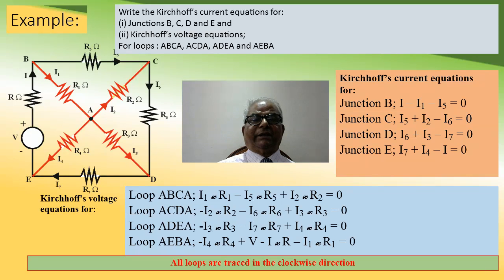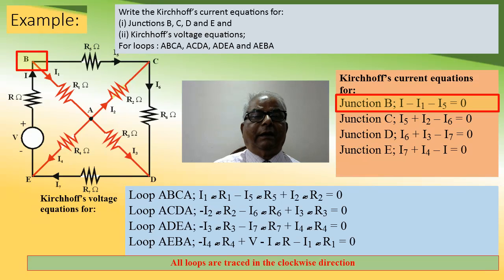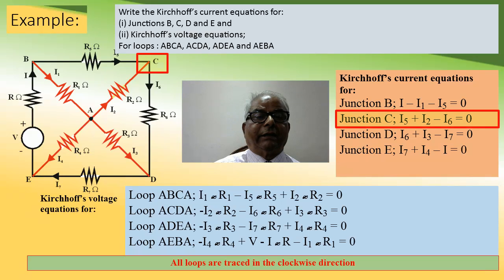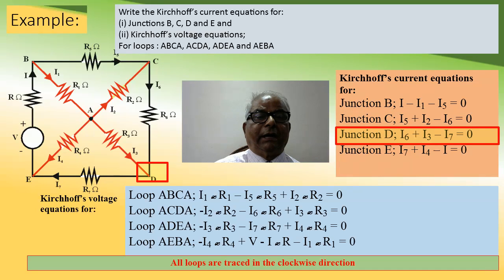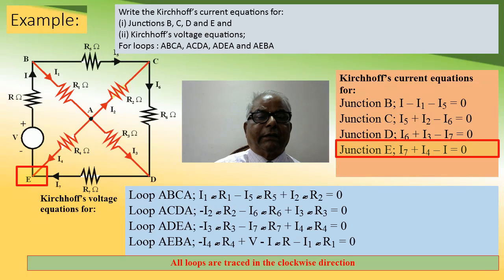So with these assignments, if we write the Kirchhoff's current equation for junction B, we get I minus I1 minus I5 is equal to 0. For junction C, we get I5 plus I2 minus I6 equal to 0. And for junction D, we get I6 plus I3 minus I7 is equal to 0. And finally, for junction E, we get I7 plus I4 minus I is equal to 0.